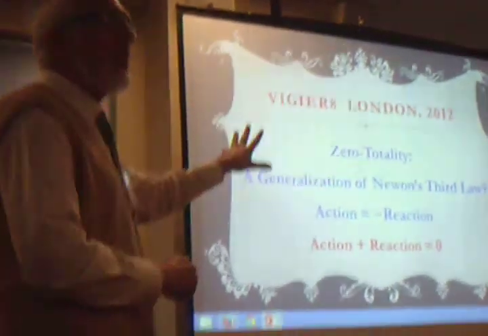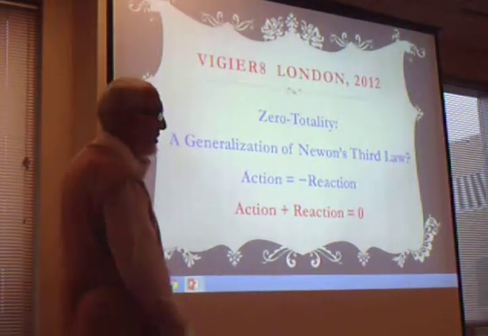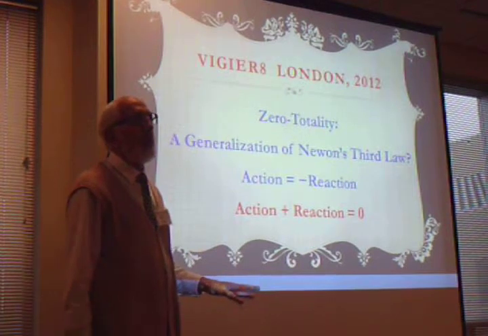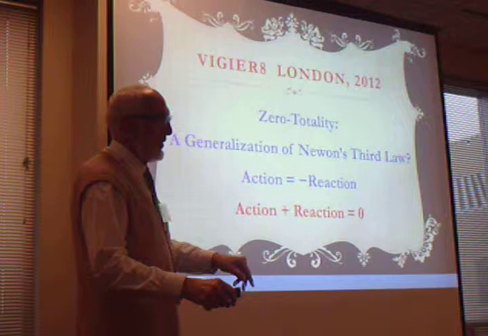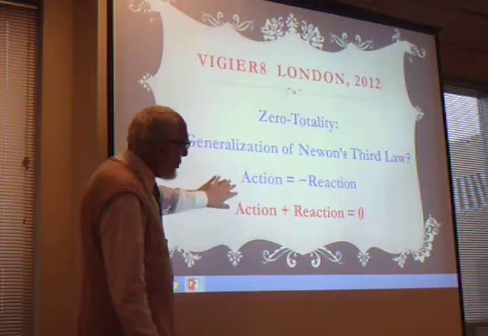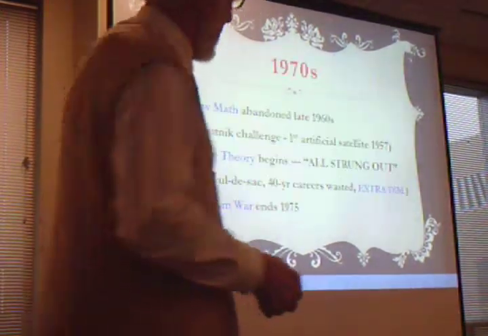Zero totality. This is my paper, if you haven't read it in the last proceeding. How did I make zero totality a generalization of Newton's third law? Look, I like to keep things simple. But what did Albert Einstein say? Don't make it any simpler. Right? I like to keep things simple. Now look, action equal negative reaction to me was action plus reaction equals 0.